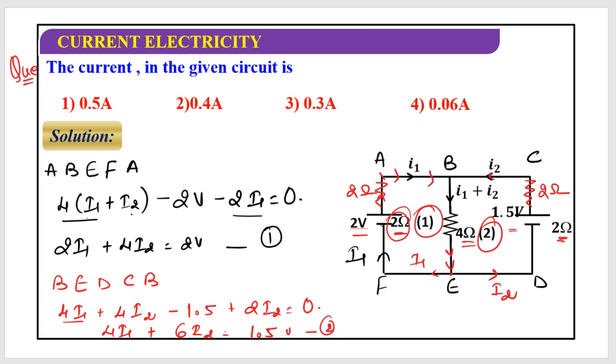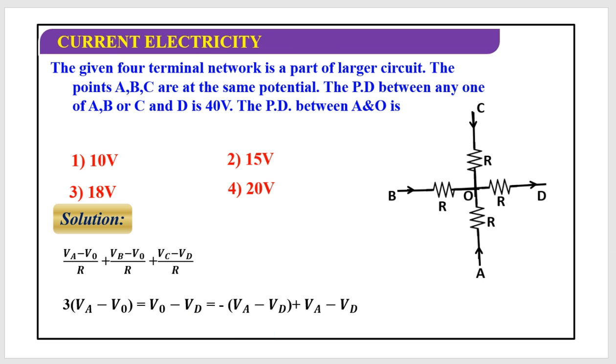I hope these things are clear. It's 2 volt, it's 1.5 volt. Now you have 2 relations and you have 2 unknowns. I hope you can do it. Yes, great. Let's look at the last question of today's session.